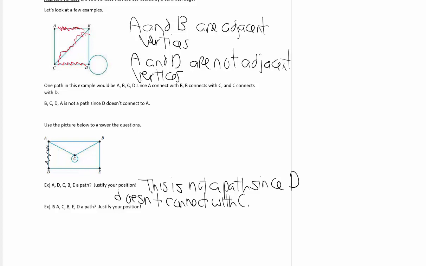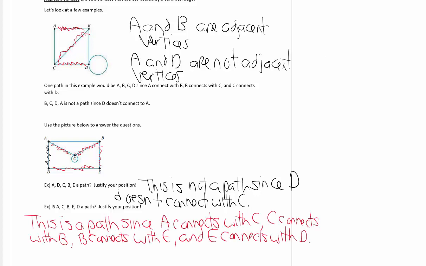Okay, let's take a look at the next one. Is ACEBD a path? Well, let's take a look. We have A to C, C to B, B to E, and E to D. So this is a path. Let me write out the justification now. So this is a path since A connects with C, C connects with B, B connects with E, and E connects with D.